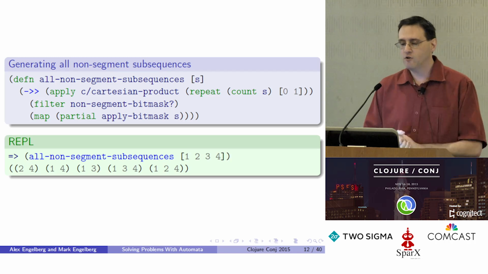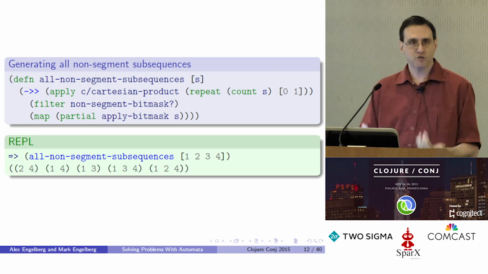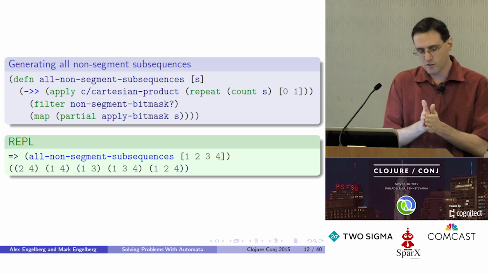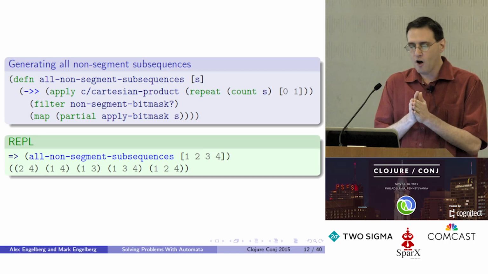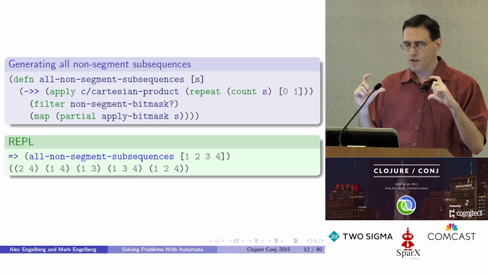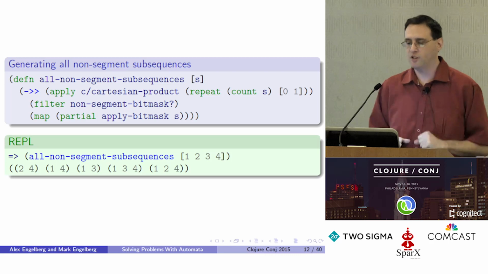So what I've done here is I've used, from the math.combinatorics library, the Cartesian product function, which lets us build a sequence of all of the zeros and ones of the right length as the original sequence.